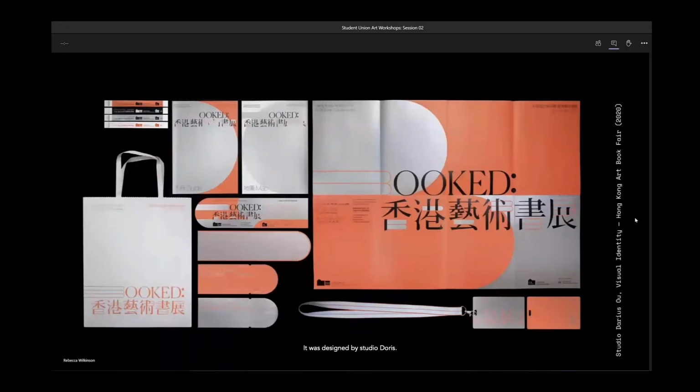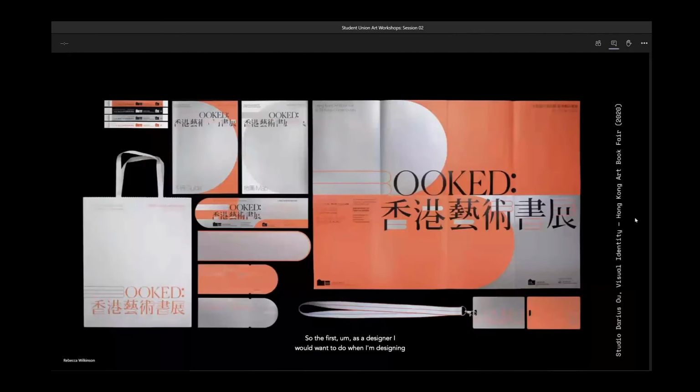It wasn't designed by me. It was designed by Studio Darius Wu. I thought it was really cool. So this exercise is me essentially imagining what this designer might have gone through, what their research process may have been when they were given this brief.